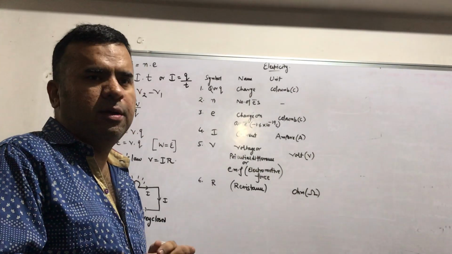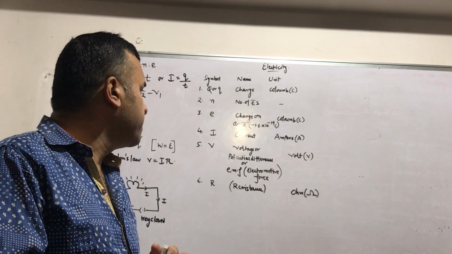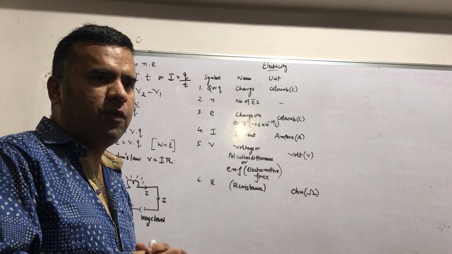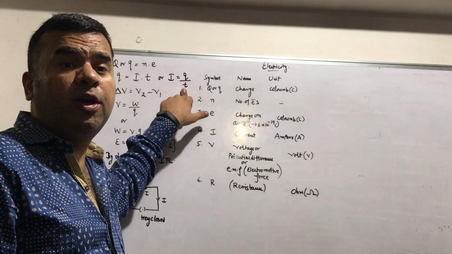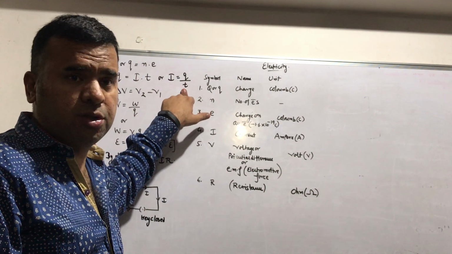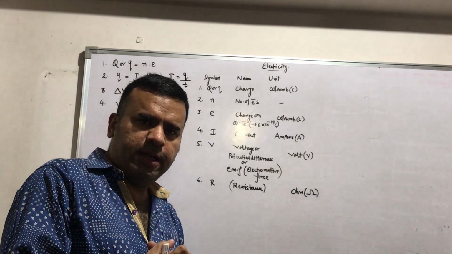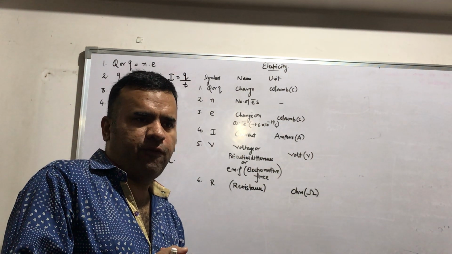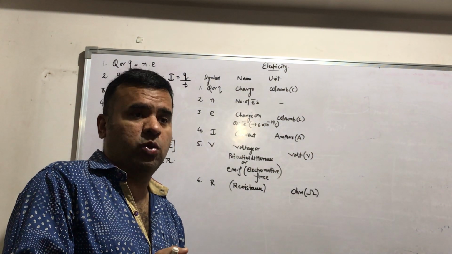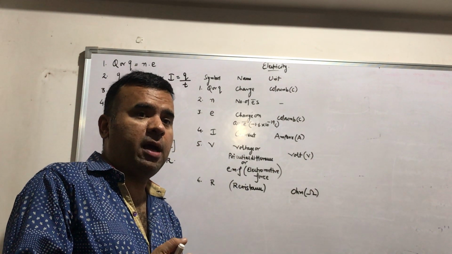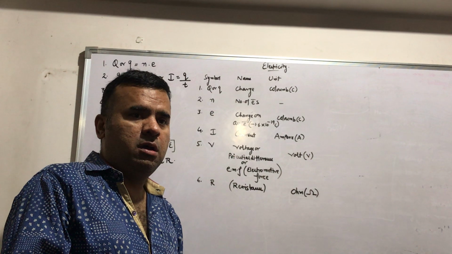Then we have current, whose unit is ampere. Symbol of current is capital I. I have already told you one definition of current, that is, it is the rate of flow of electric charge. V here is potential difference or voltage, also called EMF. EMF means electromotive force. Can you tell me what is the voltage supply in our homes?